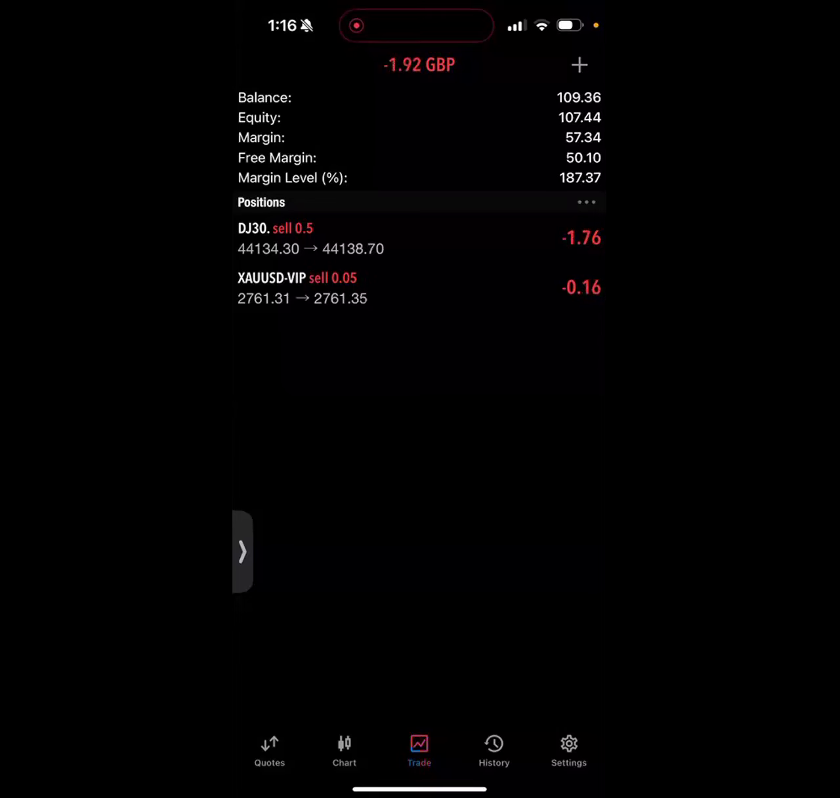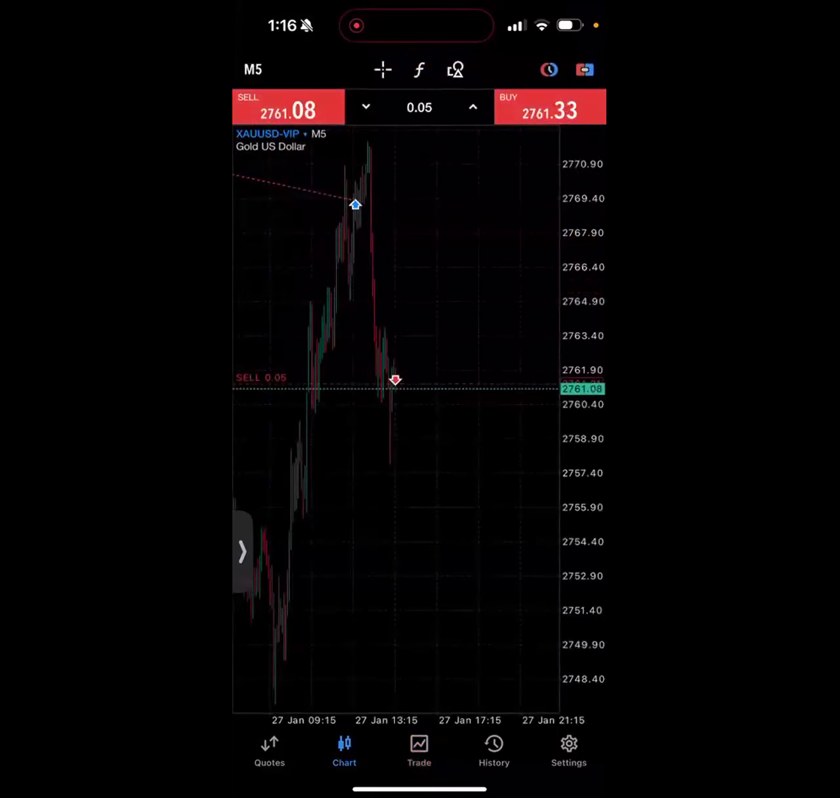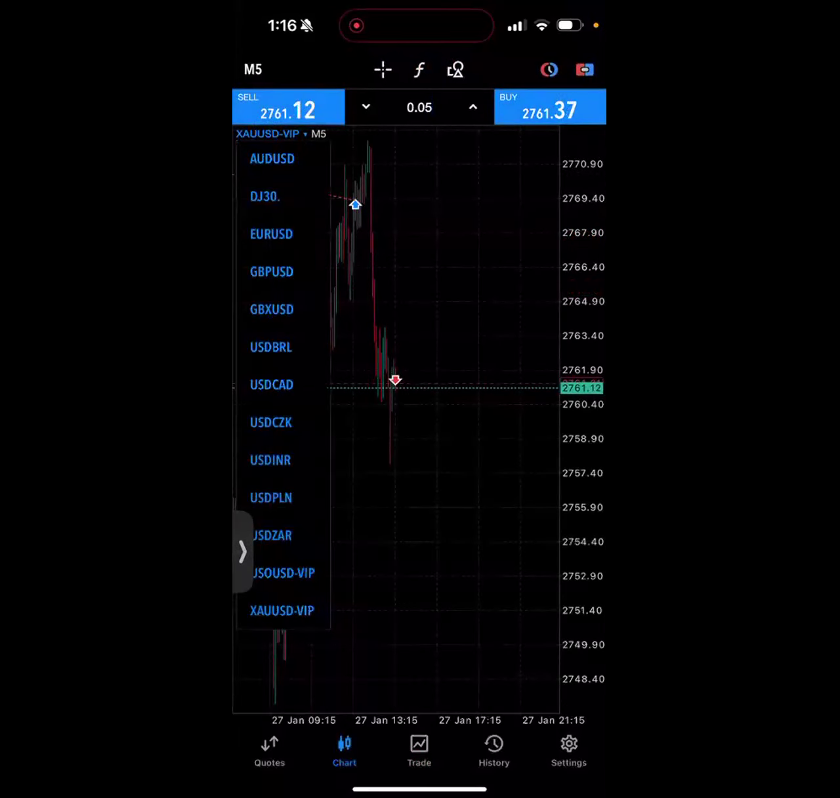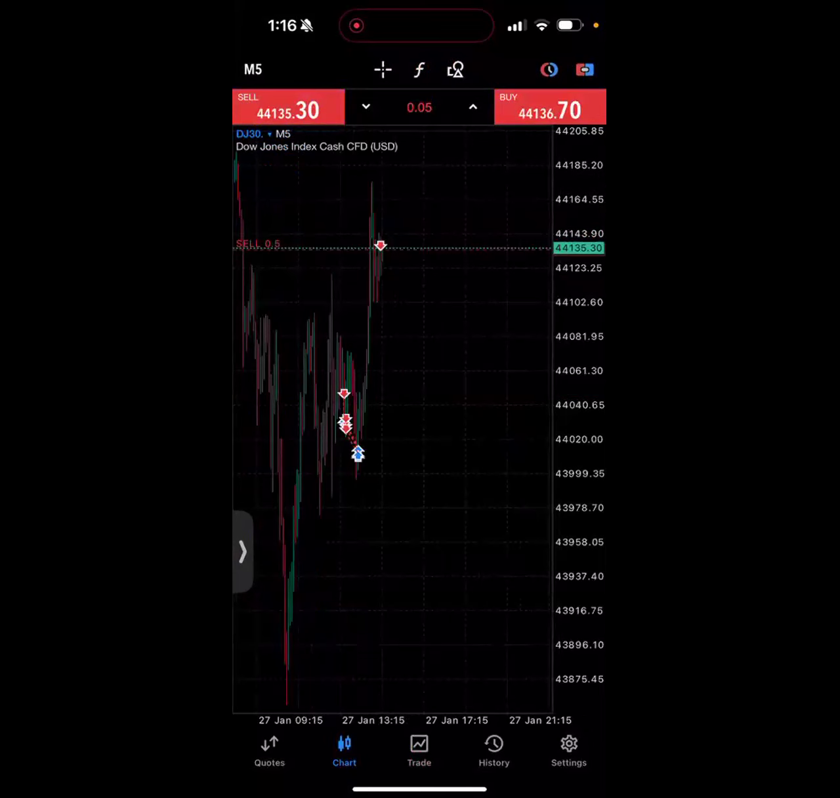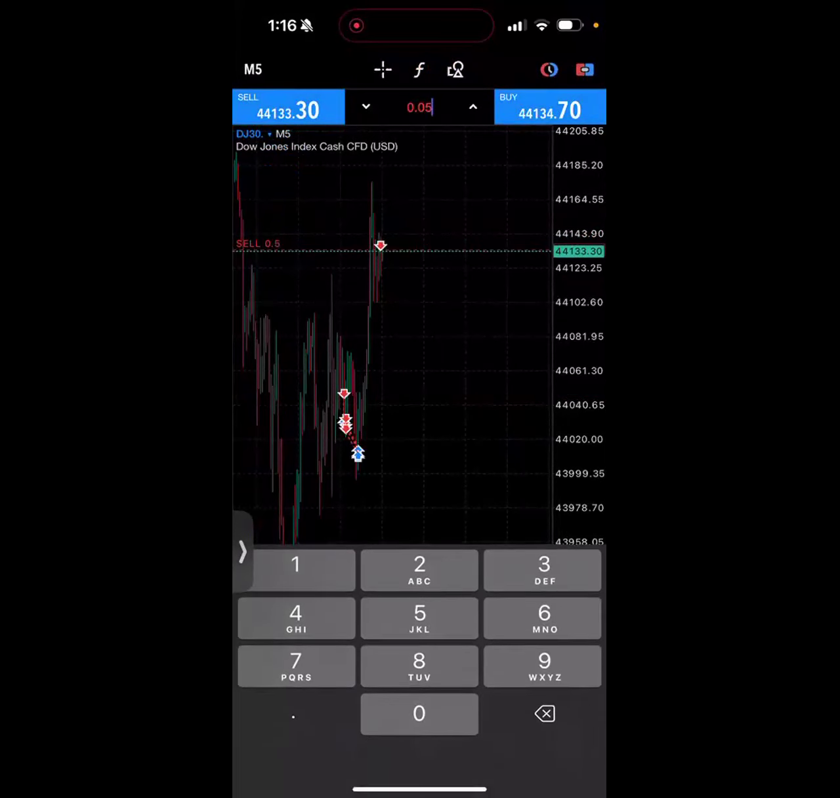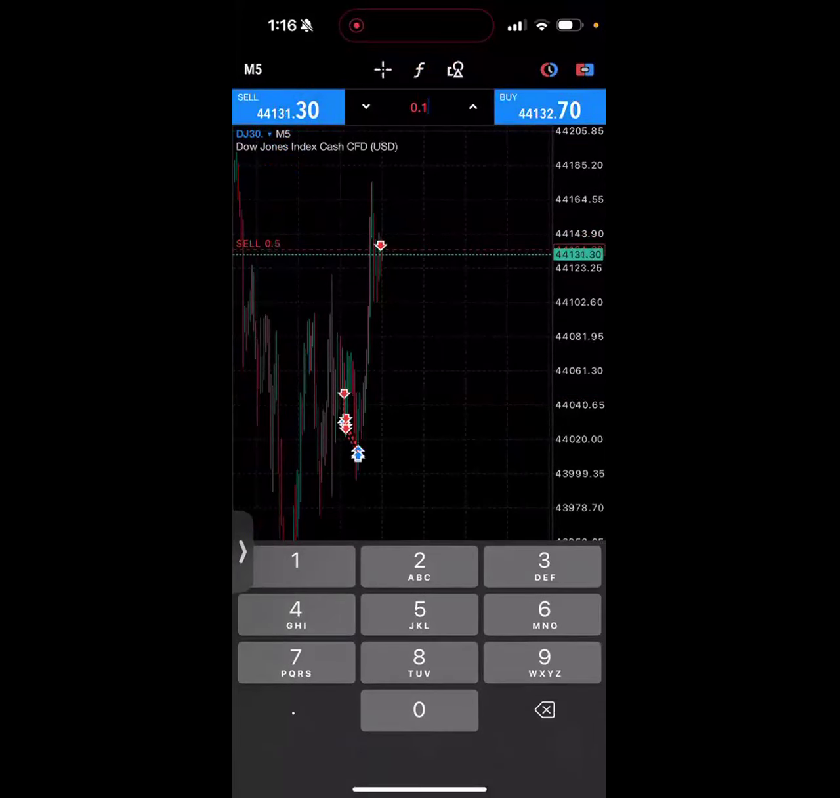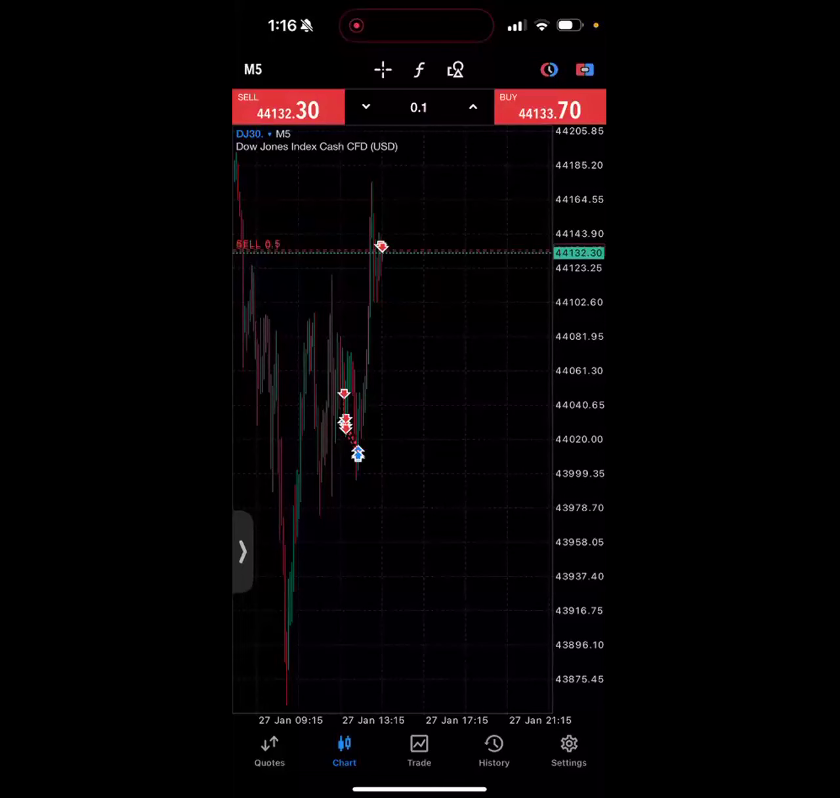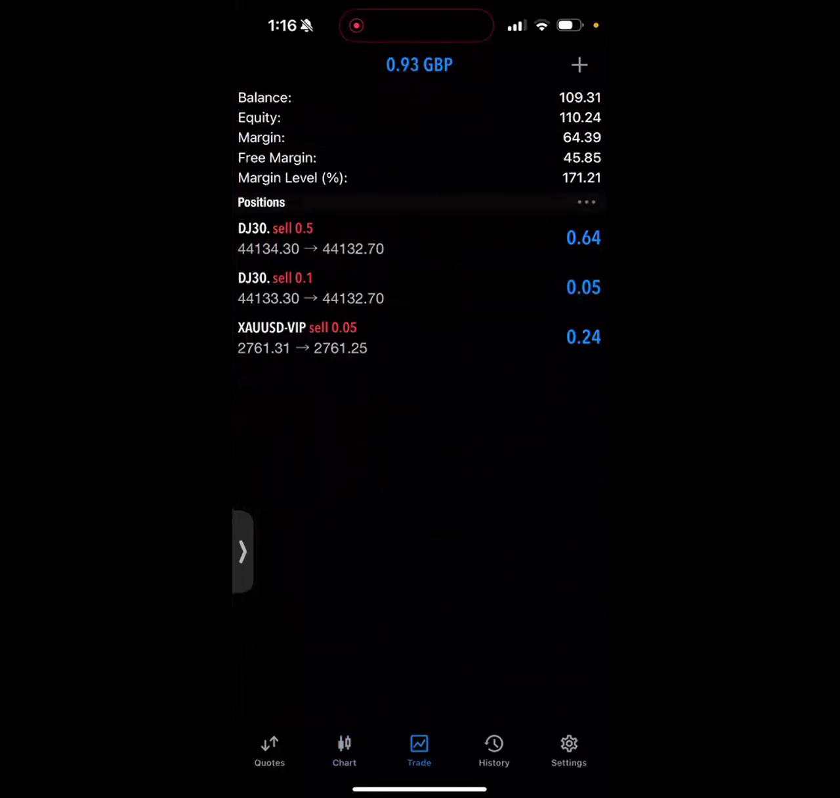The lowest lot size for indices pairs is 0.10. Let's try it. Let's change this to DJ30. Let me try to sell. Do you see it did not go through? It won't go through. But once I change it to 10, which is 0.1, it will go, because that's the lowest lot size. Can you see it? So indices pairs are different from normal forex pairs.